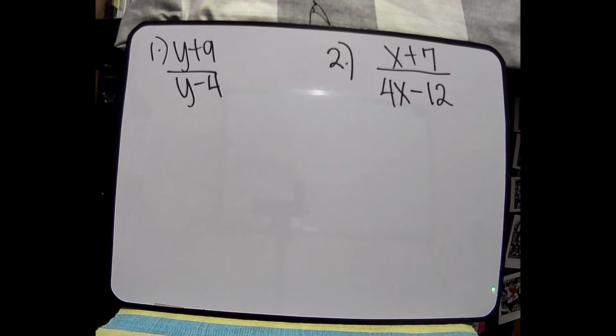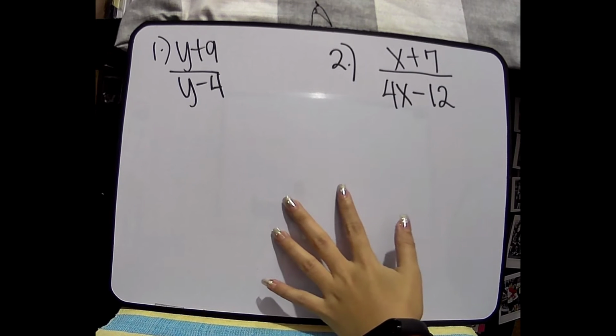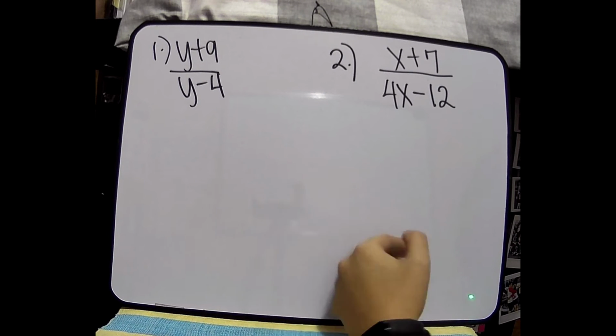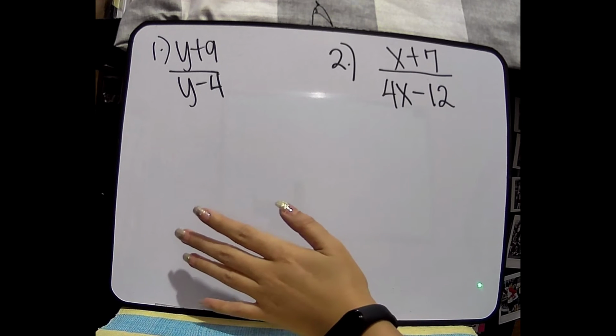So these are the examples of rational expressions. A rational expression is an algebraic expression in fraction form. So, meron tayong polynomial sa numerator and denominator na kung saan the denominator must not be equal to zero because if that will happen, our rational expression will become undefined.